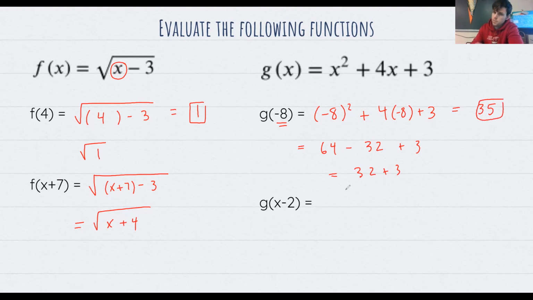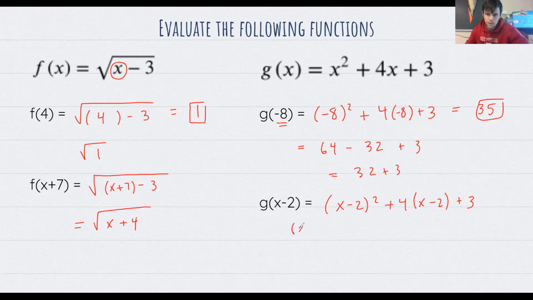A little bit more complicated here. Let's go ahead and see what happens. Again, we're plugging in a variable expression, so make sure we use parentheses with this. And then again, just simplify this down. Do your best here. So we're going to do x minus 2 squared. Remember, that means to multiply it by itself.